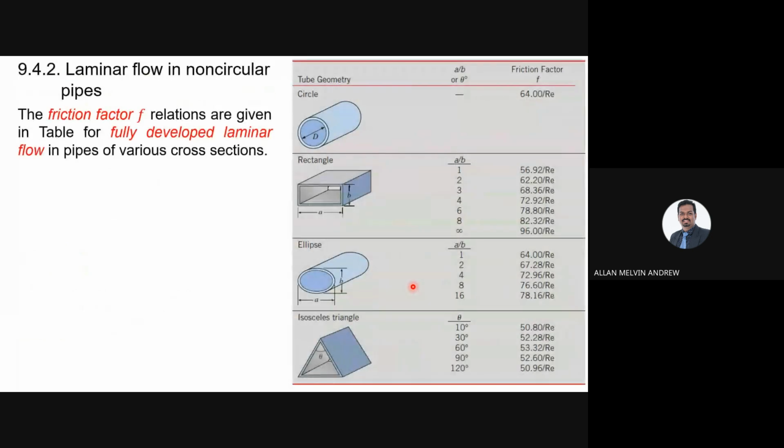So 9.4.2, laminar flow in non-circular pipe. The friction factor f, earlier we have calculated the friction factor f. Relations are given in the table for fully developed laminar flow in pipes of various cross sections. With different values of D and A over B, you can have a different friction factor f. If this is 64 divided by Re, and if it's a rectangle with A divided by B equal to 1, then you can use this value. It's already calculated, so you can just use these values.